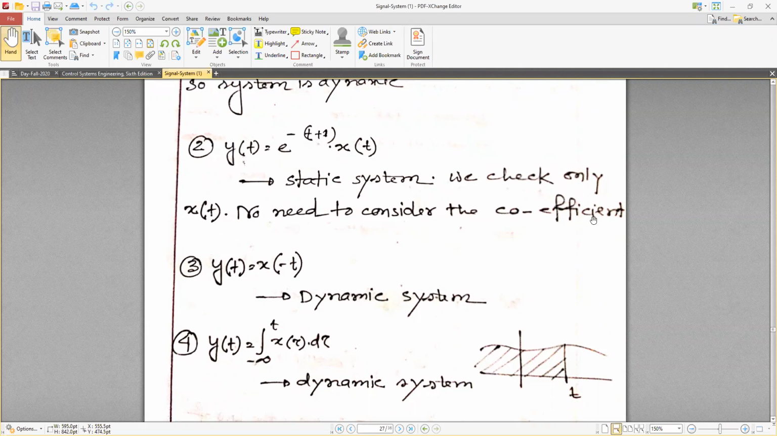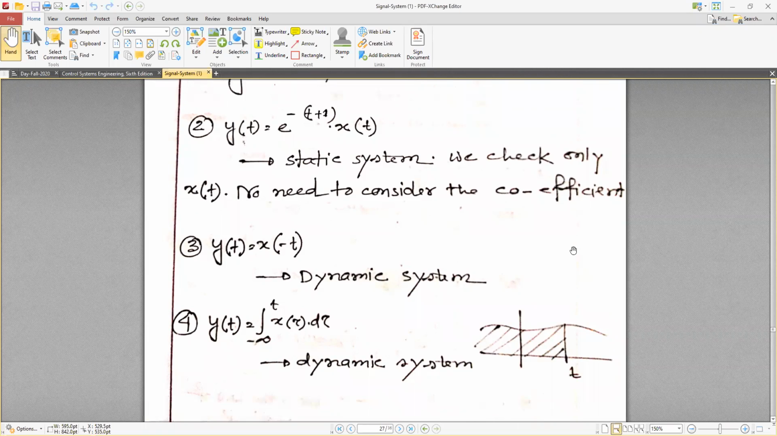Okay, no need to consider the coefficient. So y of t is equal to x of minus t is a dynamic system because obviously if we put 1, it would be -1. If I put 2, then it will be -2. So it will depend on the past value. So it is the dynamic system.